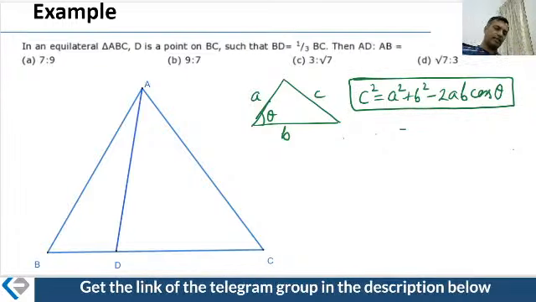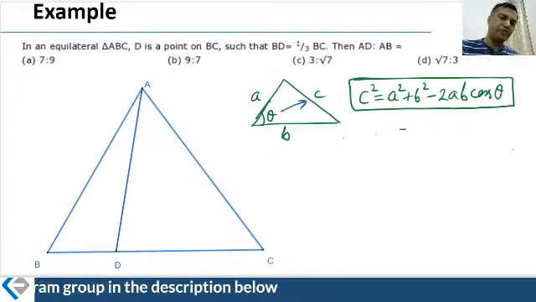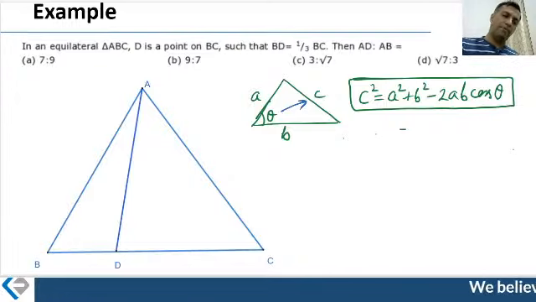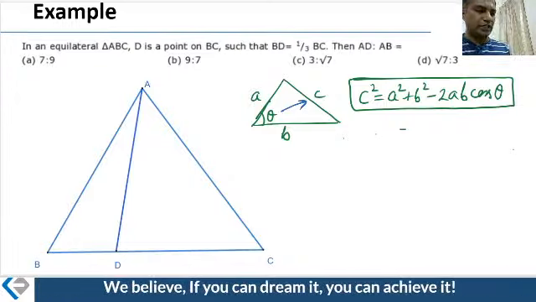Therefore, the side opposite the included angle, that is C square, can be expressed in terms of A and B: A square plus B square minus 2AB cos theta. That's how you technically write this.